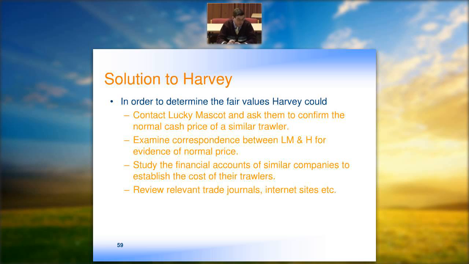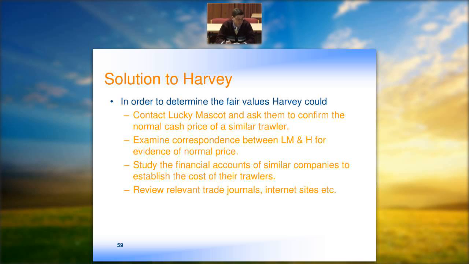If for some reason you can't do that, or additionally, I suppose, if you want to do that, you might want to look at the correspondence between Lucky Mascot and Harvey for the evidence of normal price, because obviously there was some correspondence about this. There were obviously plans and so on going hither and thither. There was presumably some sort of costing exercise done. Have a look at that, see what's there.